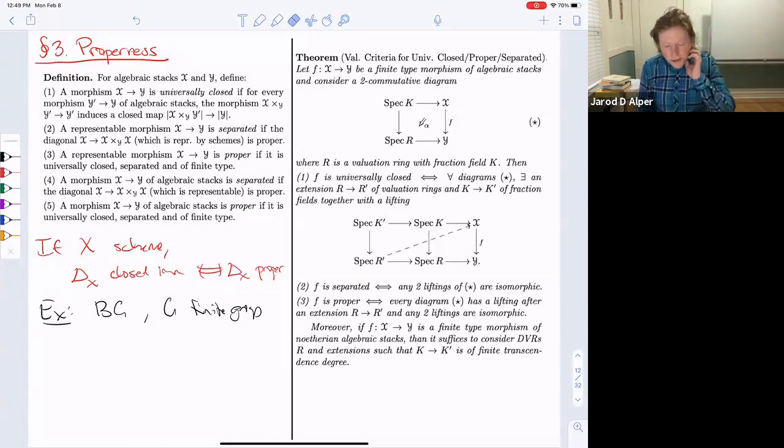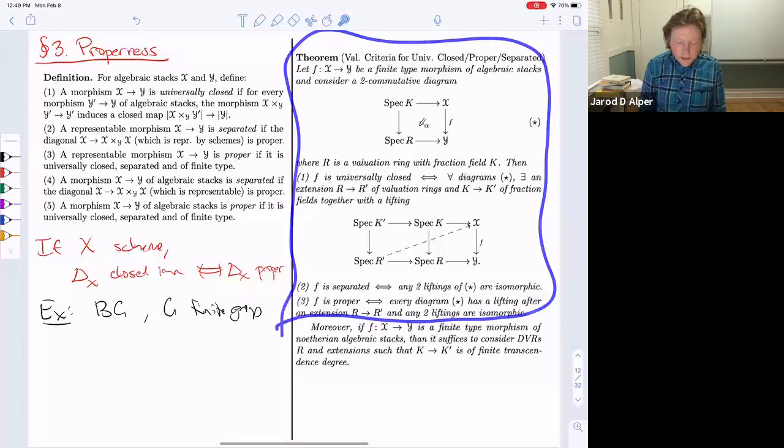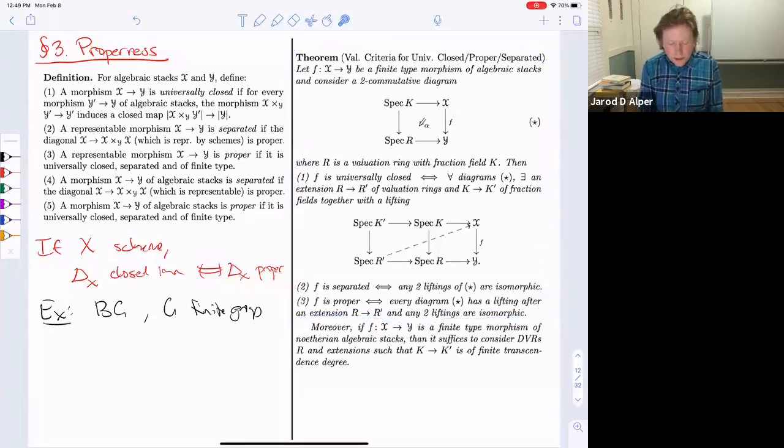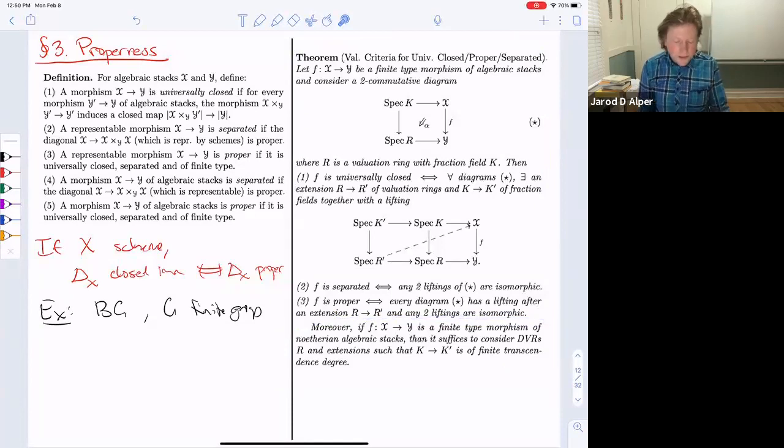And these valuative criterion discussions can get very technical because there are a lot of equivalent ways to formulate it. Here I've done everything in the most general case with respect to valuation rings. But in practice, it's nice to know that you can check them on DVRs or even special types of DVRs. And so I made this assertion on the bottom that for finite type morphisms of Noetherian algebraic stacks, you can just check on DVRs.